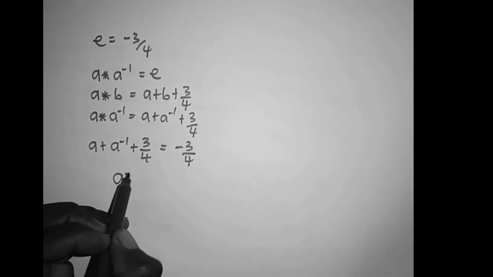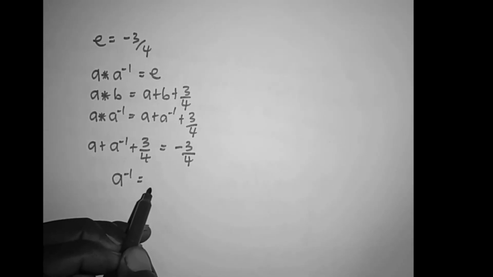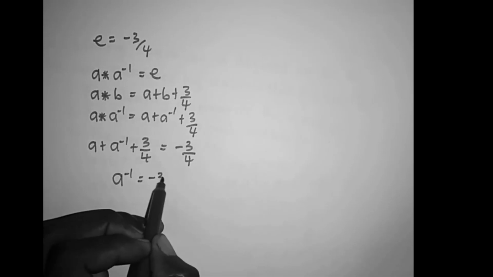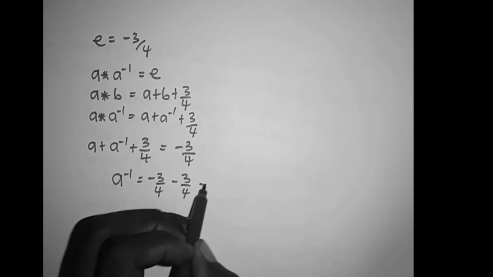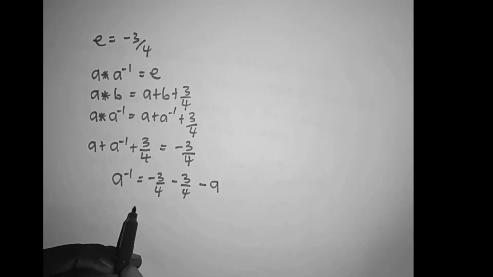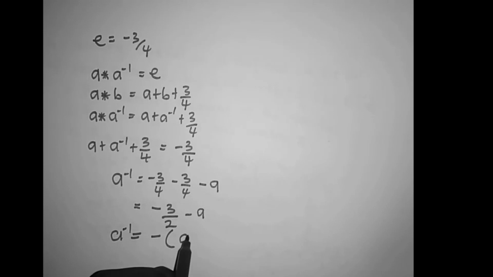So we can make A inverse the subject and take everything to the right hand side of the equation. This becomes minus 3 over 4 minus 3 over 4 minus A. So this is equal to minus 3 over 2 minus A. So factorizing the minus out, A inverse equals minus, in bracket, A plus 3 over 2.